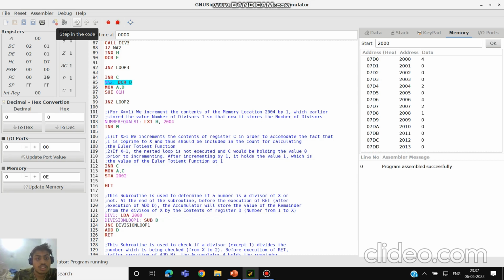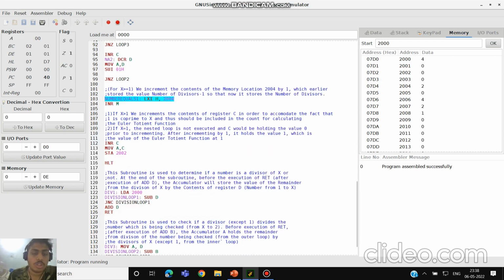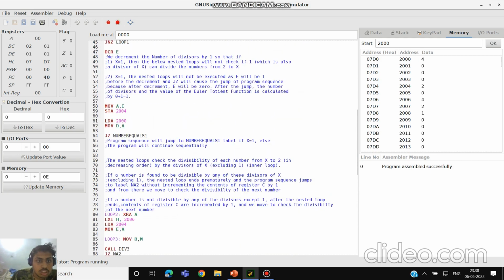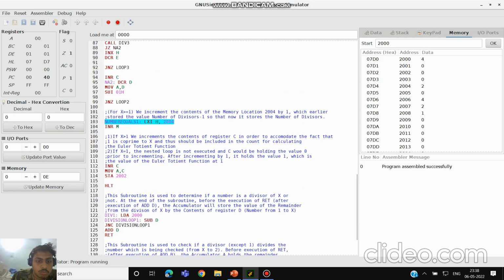The counter C is not incremented by 1. The next decrementation of D will result in 0, so the loop will exit. So now we come to the final stage where we do the final modifications to our counts. LXI H 2004, which was holding our number of divisors minus 1, as you would remember after we decremented E by 1 here. So now we have to make it correct, and so we increment by 1 to get the actual number of divisors.